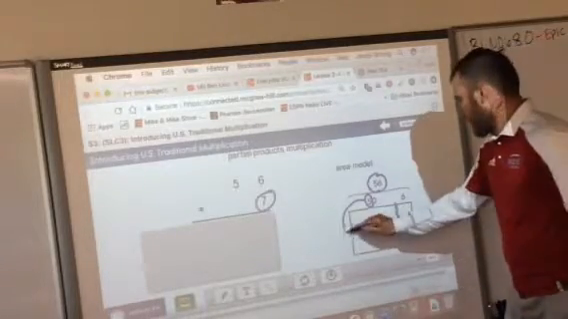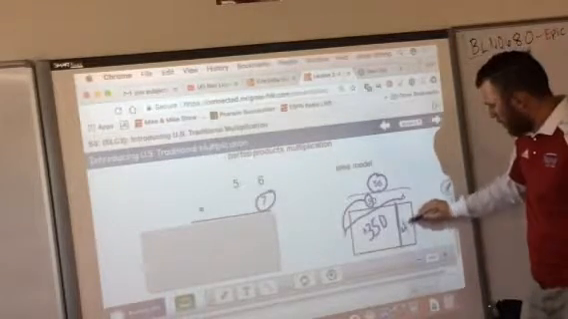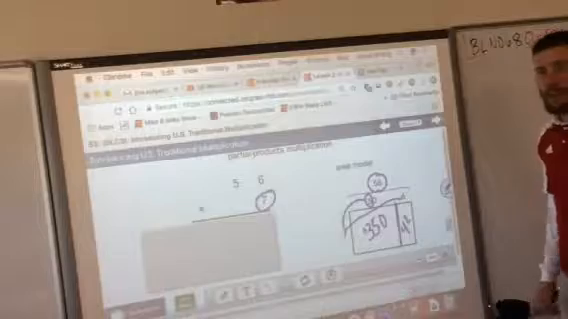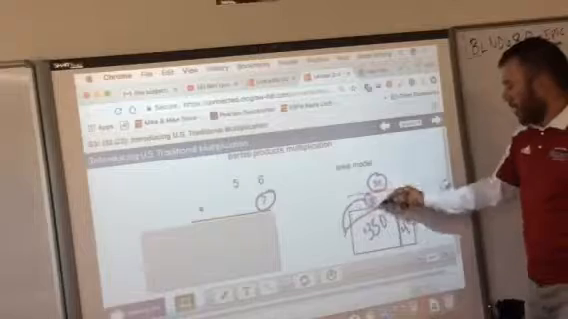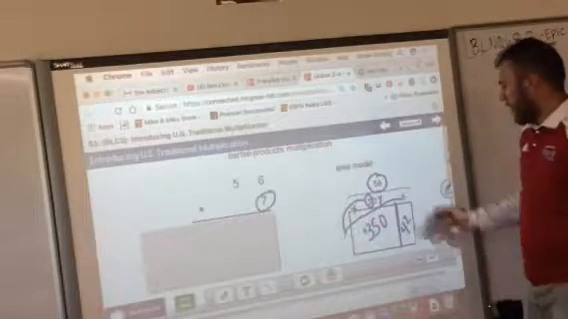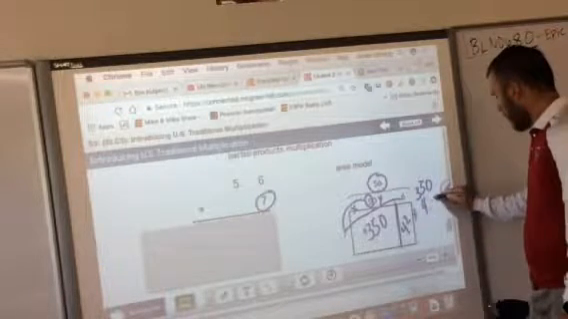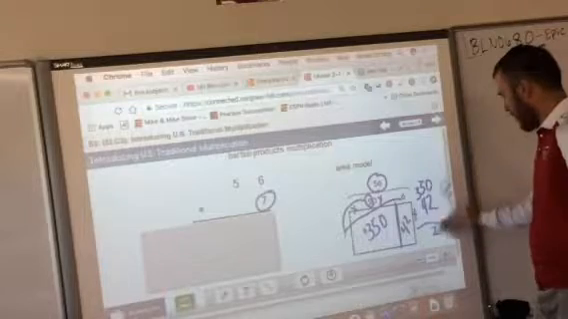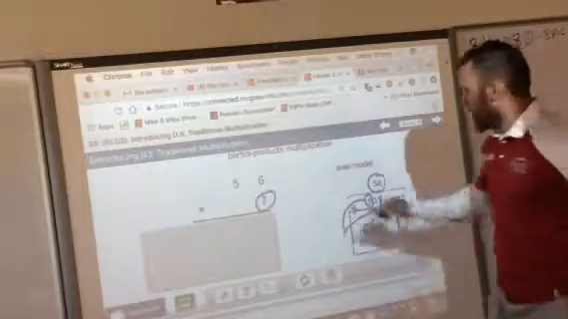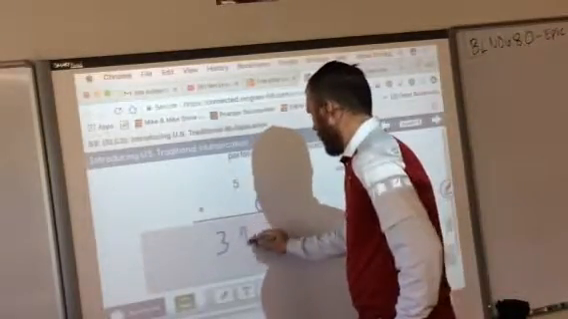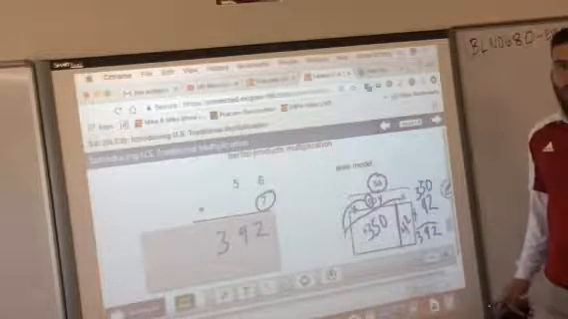Next step, you have to take your 7 times 6. 7 times 6 is 42. So we write our 42. Okay? Now what we need to do is add those two up. So first we multiply, and then we add. We take 350 plus 42. 0 plus 2 is 2. 5 plus 4 is 9. Drop down our 3. So 56 times 7 is 392. That is how we solve a multiplication problem using partial products.